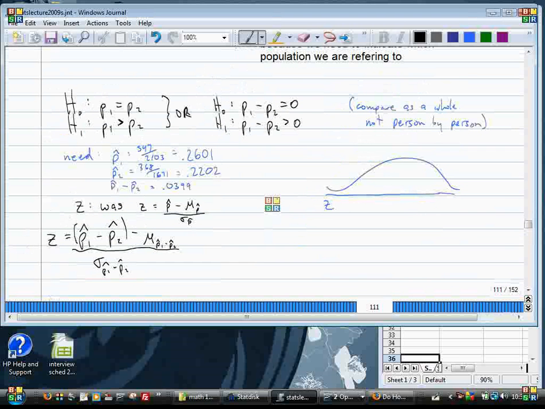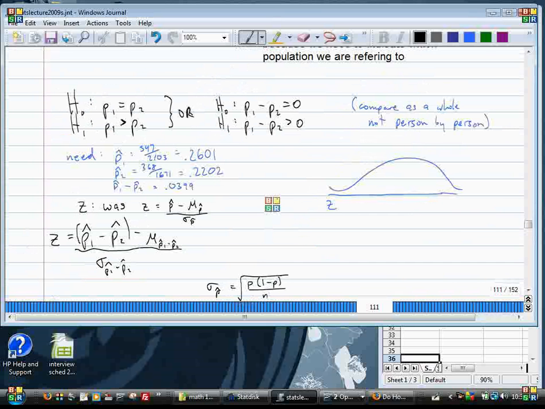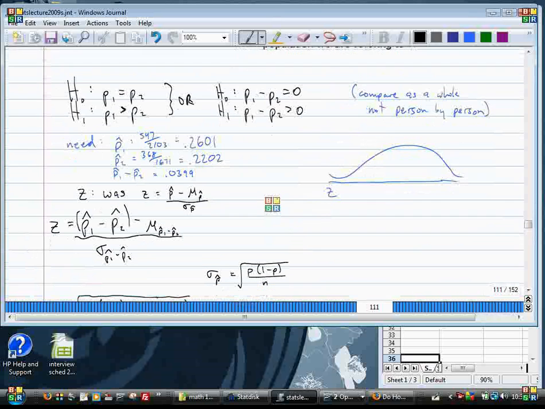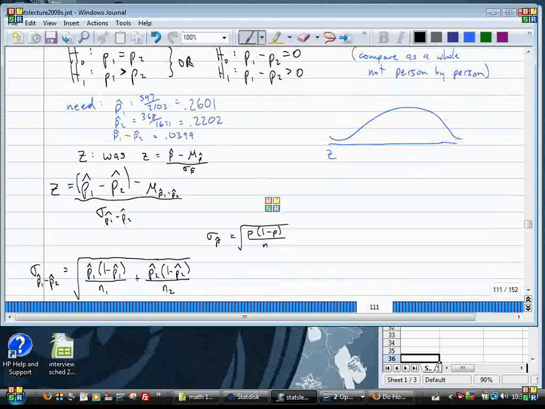So first, a quick reminder. What was sigma for p hat? It was the square root of p hat times 1 minus p hat over n. Okay. So keeping that in mind, and the fact that we now have two different populations, here's the formula for sigma of p1 hat minus p2 hat. It looks complicated, but it's not. Why is this not complicated? Look under the square root. What is under the square root?